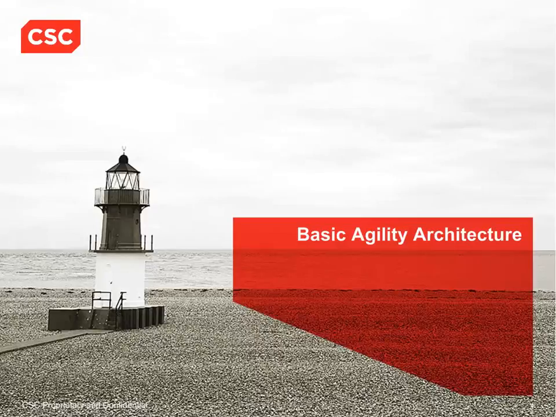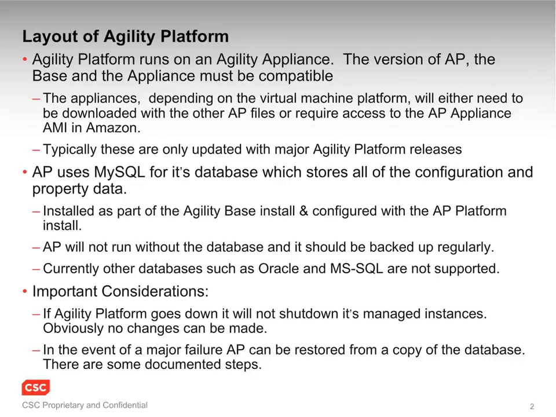In this video, we will cover basic Agility platform architecture and preparing for an Agility platform install. Agility platform runs on an Agility appliance. The version of Agility platform, the version of the Agility base, and the version of the appliance must all be compatible. You can validate this in your Agility platform release notes for the version that you're installing.